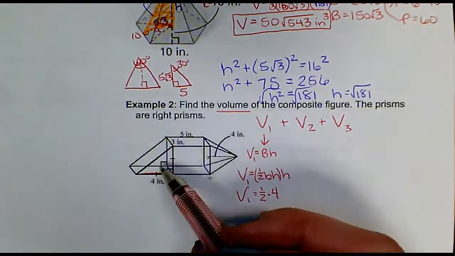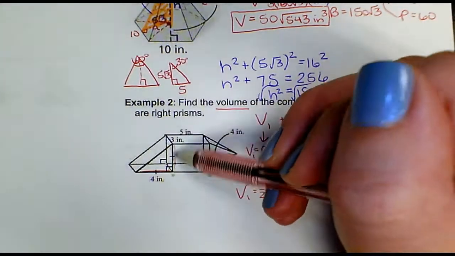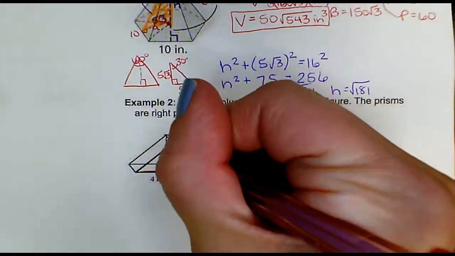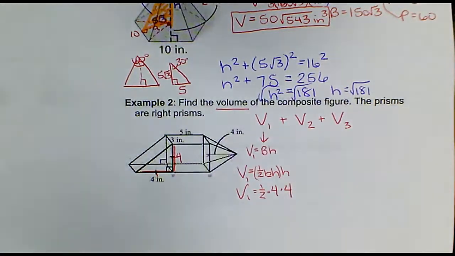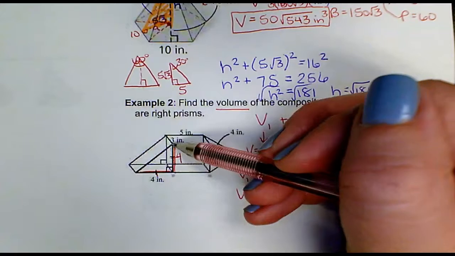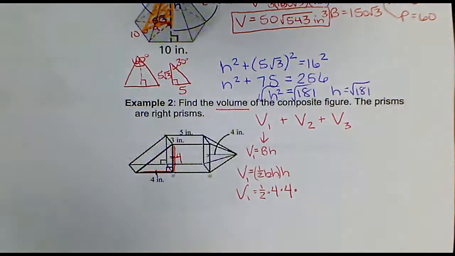And then the height at a right angle, what is this height? We'd say it's also 4 inches because they're marked congruent. So that'll give us the area of the base, and then I need to multiply by the height of the prism. The height of the prism, remember, is not the height here. It's not from the bottom to the top. It's the distance between the bases.